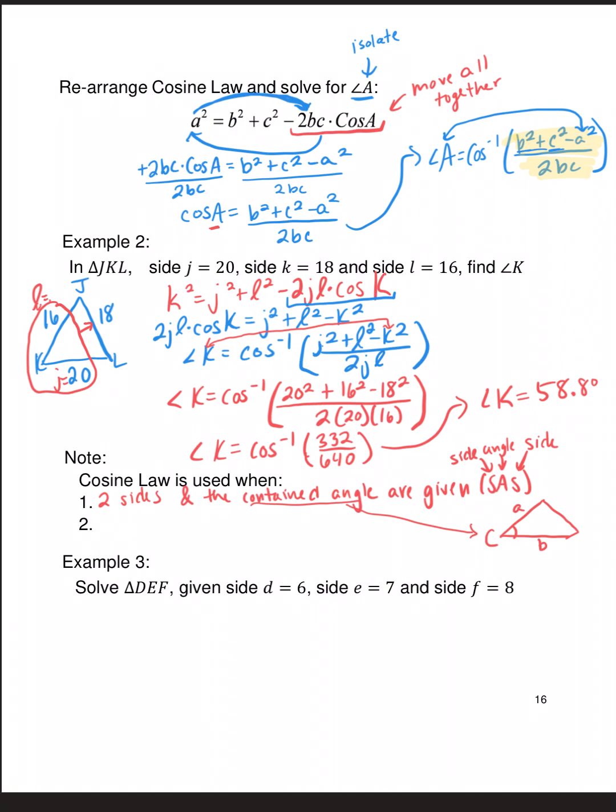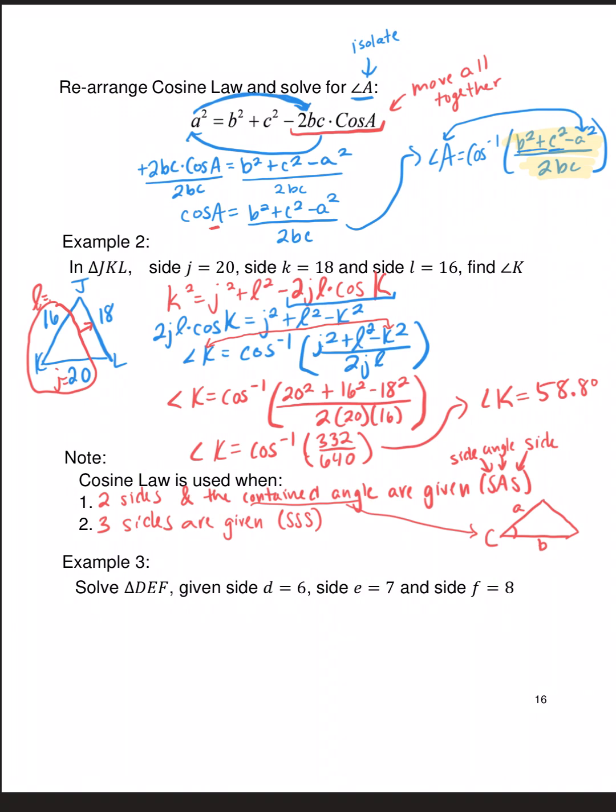The other scenario where you'd use cosine law is when you've been given all three sides, which is that last example we just did. So three sides are given, and we call this side, side, side. Okay, so we're going to look at one more example where we're solving the entire triangle. So we're trying to find all of our unknown side lengths and angles. So solve triangle DEF, given side D, side E, and side F.